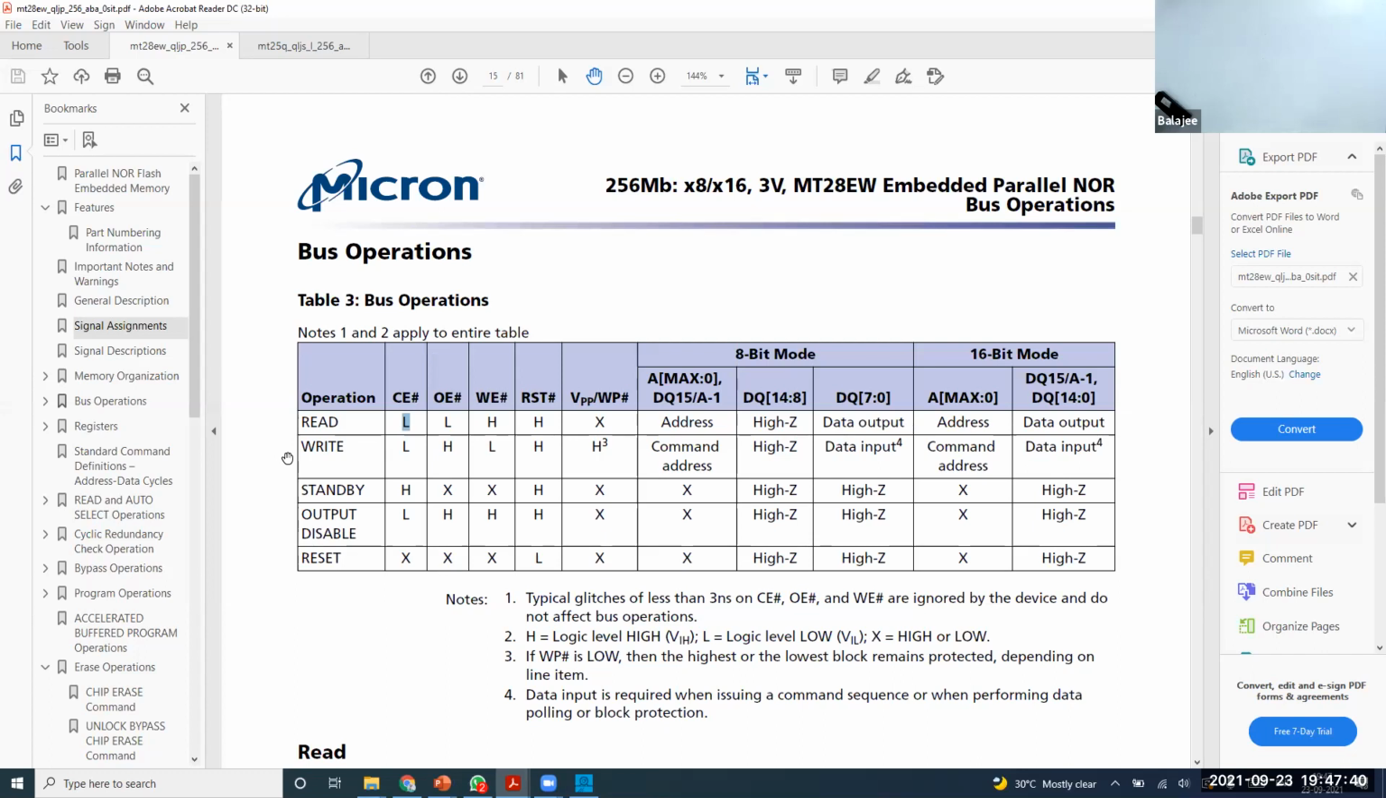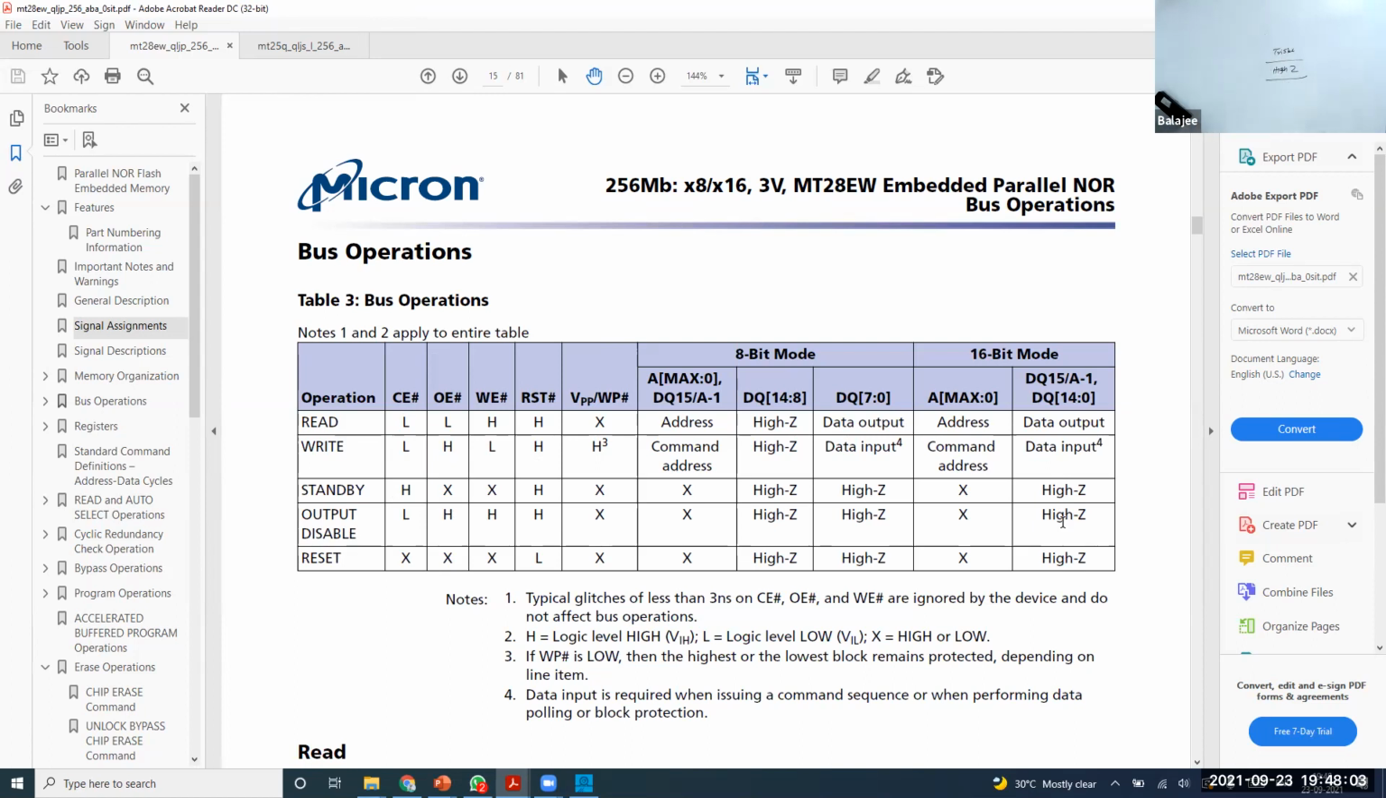Now, if it is a write operation... standby means you make chip select high. It is called standby. Now output disabled means that you make chip select active, but read and write are not there, that means all of them are high. That is the high impedance state, tri-state.